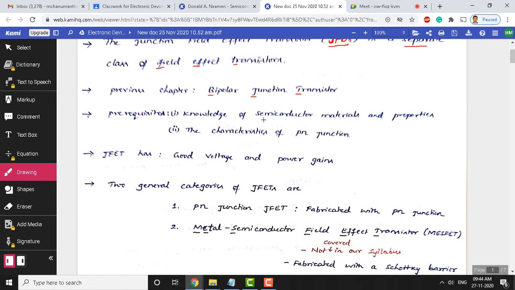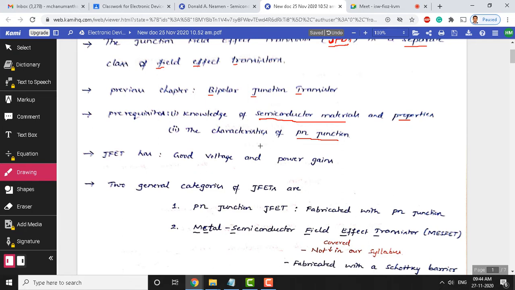The prerequisites for the junction field effect transistor and the general field effect transistor are that we need to have a knowledge of semiconductor materials. Those who are studying this need to be aware of semiconductor materials and their properties, such as doping and the variation due to the change in temperature. Next, the characteristics of the PN junction also play an important role in understanding field effect transistors.